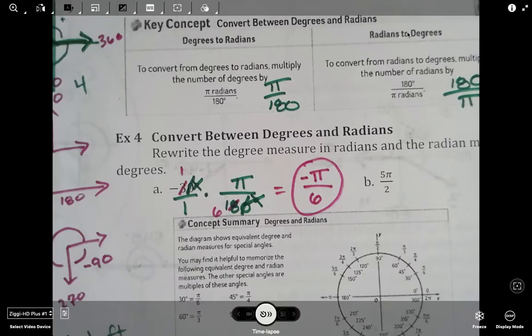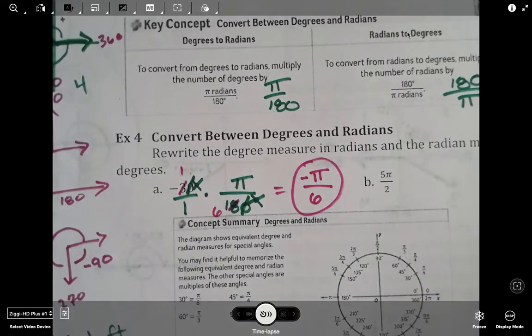They should look like this one, negative pi over 6. You might have something like negative 7 pi over 12. But you reduce it down to the point where it can't be reduced anymore, and you'll never have a decimal in there. It will always have something kind of nice in there.